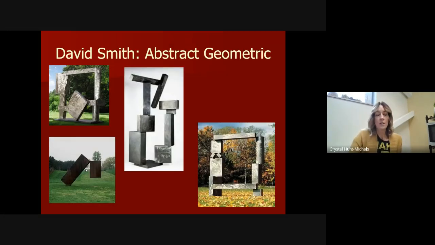David Smith is the same way, but he only works with geometric shapes. So in his work, you're going to see this combination of rectangles, squares, circles, and triangles, and how he puts them together to create a full sculpture is really how he tackles abstraction.